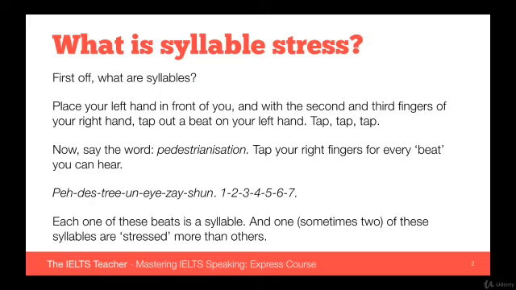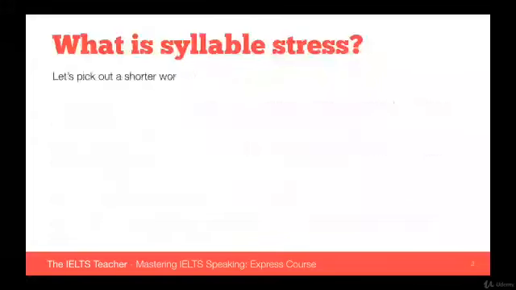And 1, sometimes 2 of these syllables, of these beats, are stressed or emphasized more than other syllables. So, in the case of this word here, pedestrianisation, we have 2 syllables stressed, and that's number 2 and number 6. Pedestrianisation. This lecture is going to focus entirely on this aspect of pronunciation. Let's pick out a shorter word.